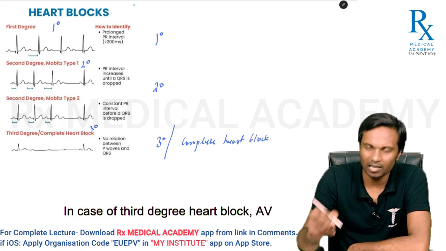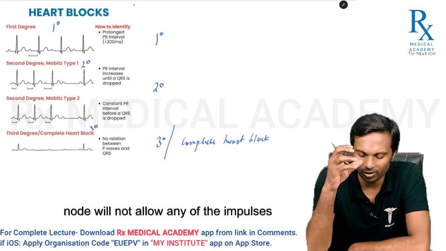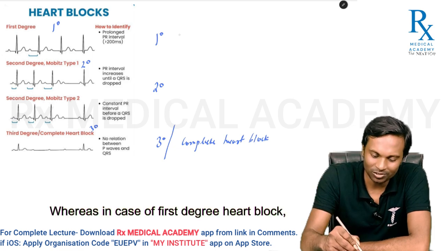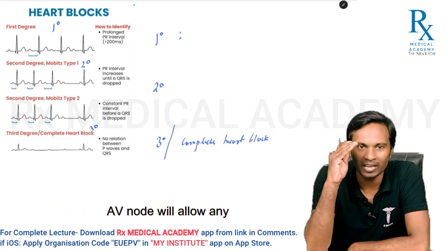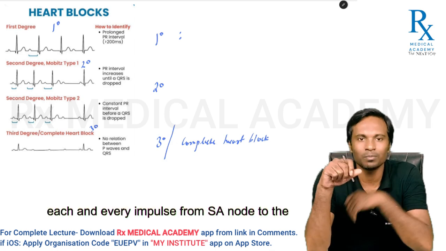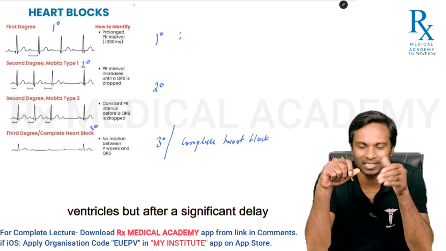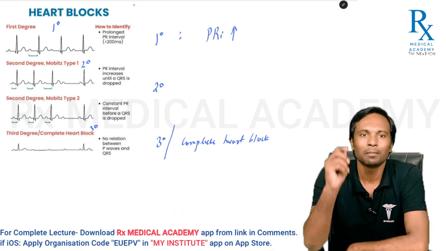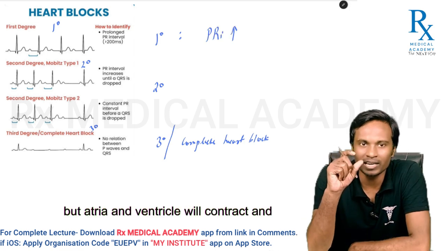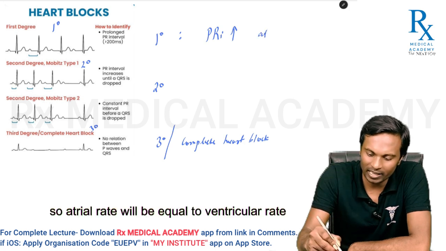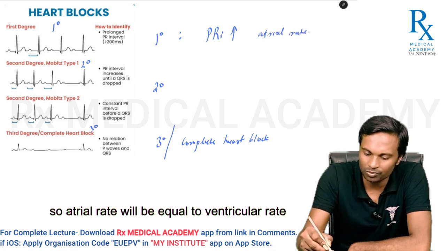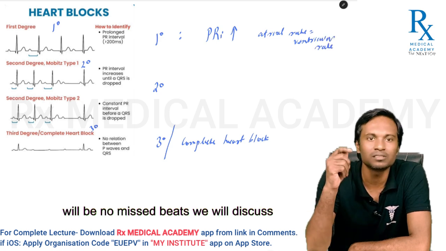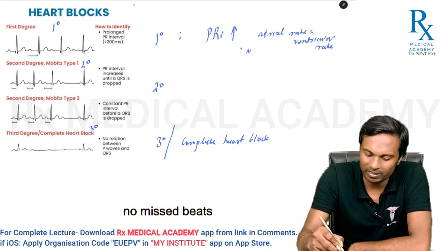In case of third degree heart block, AV node will not allow any of the impulses from SA node to pass via AV node to the ventricles. Whereas in case of first degree heart block, AV node will allow each and every impulse from SA node to the ventricles, but after a significant delay represented by increased or prolonged PR interval. But atria and ventricle will contract and relax at the same rate. So atrial rate will be equal to ventricular rate, and therefore you can appreciate that there will be no missed beats.